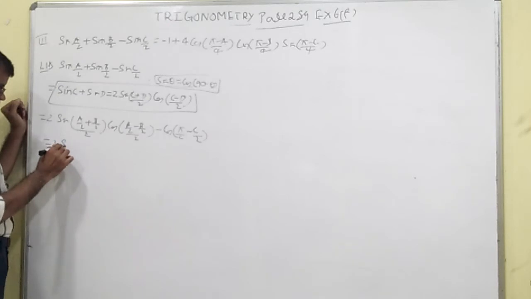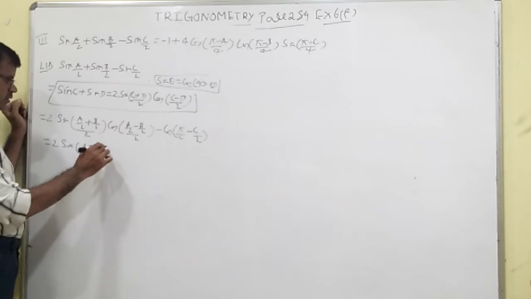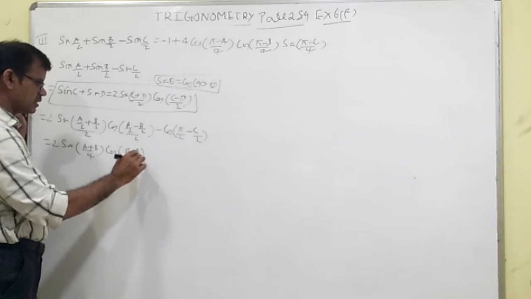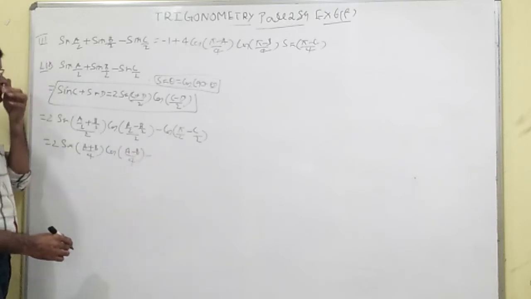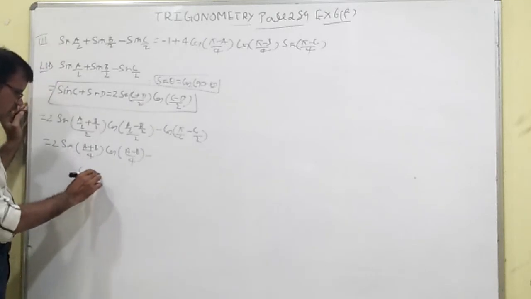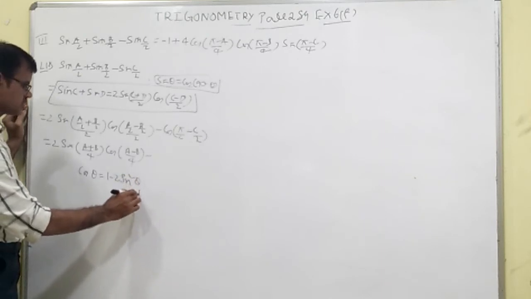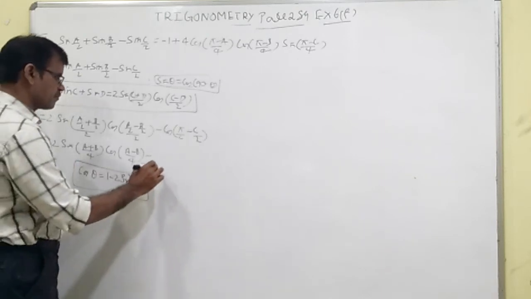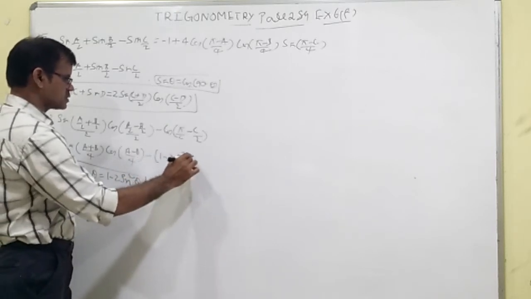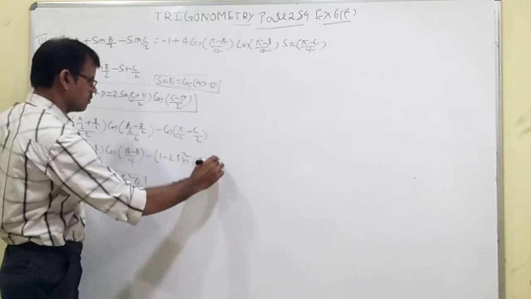Now, next step you can write as 2 sin of (a plus b) by 4 into cos of (a minus b) by 4 minus cos theta. Here I am using the formula: cos theta can be written, for submultiple angle, as 1 minus 2 sin square theta by 2. Write like this: 1 minus 2 sin square of (pi by 2 minus c by 2) whole by 2.